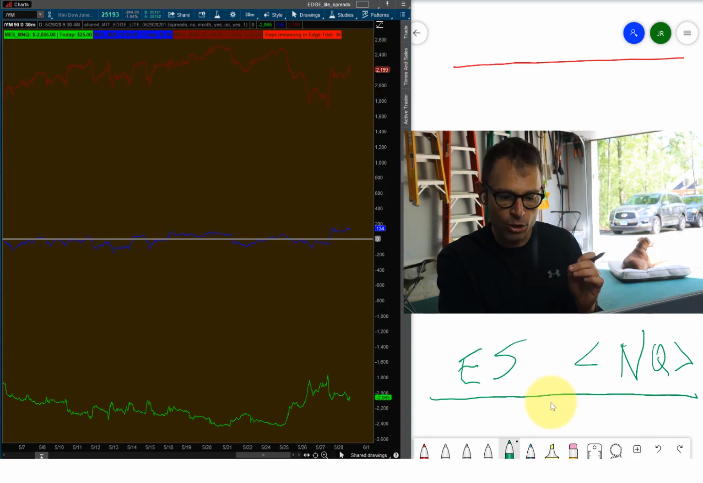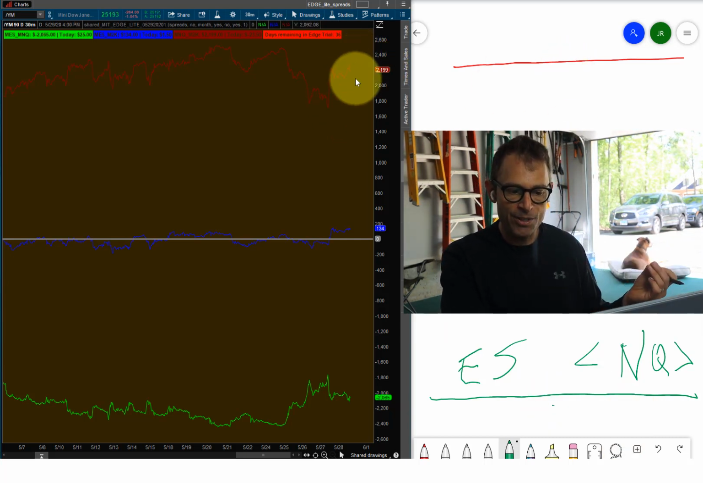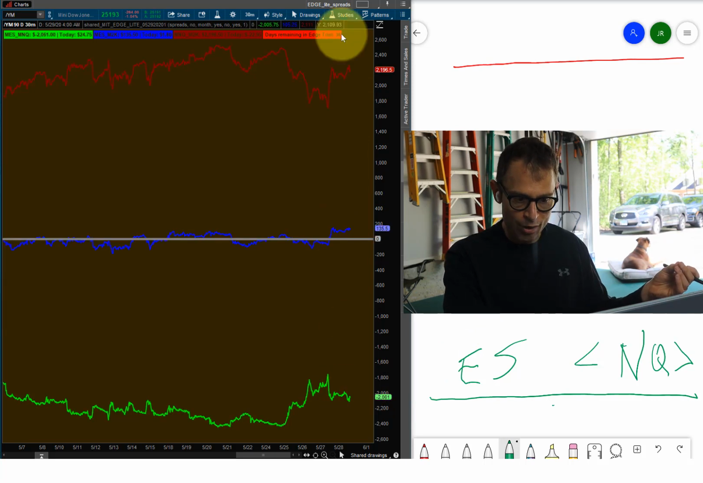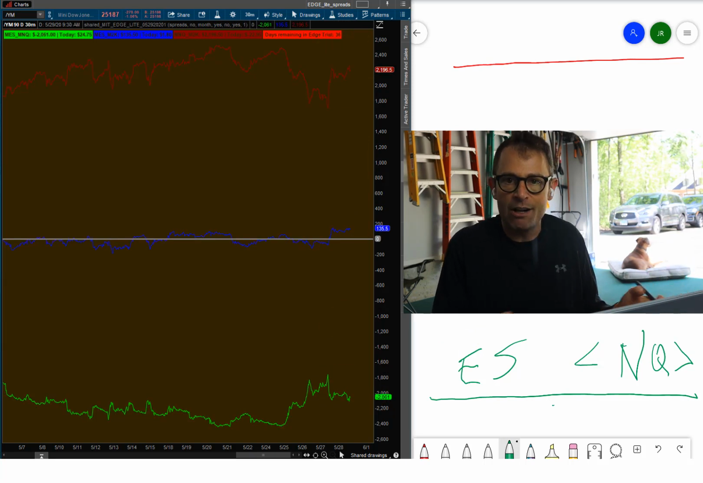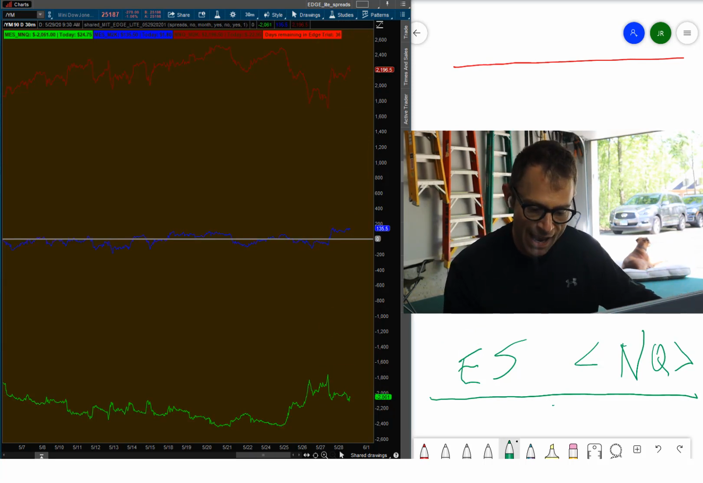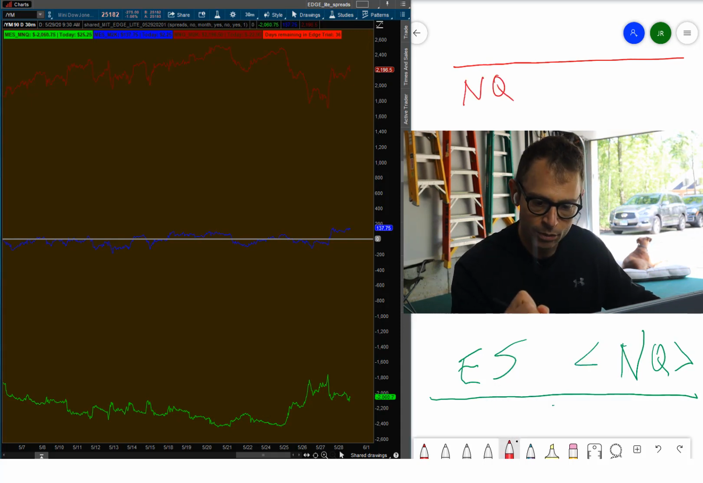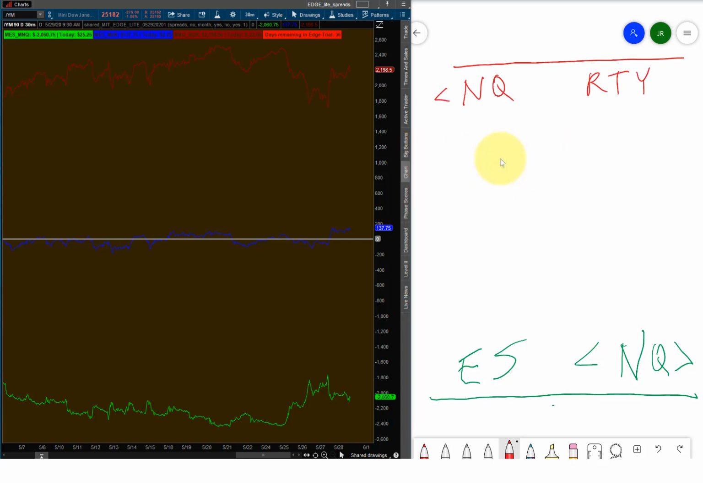We want to buy the green and sell the red. The opportunity in front of us could make about $2 to $4 grand on some micro contracts. Putting this whole trade on would cost about $2,000 in margin. So again, the red is going to be NQ, RTY. So we want to sell.